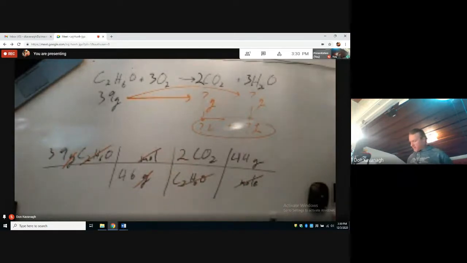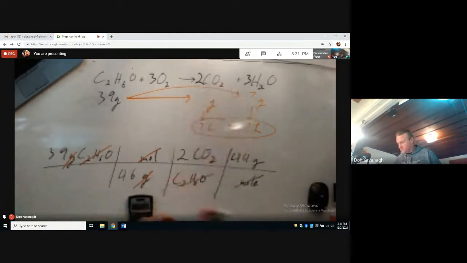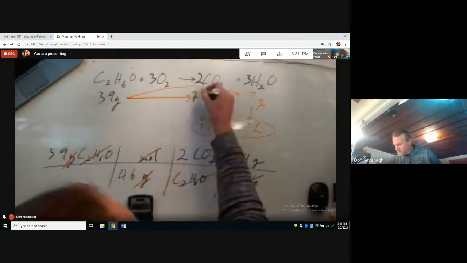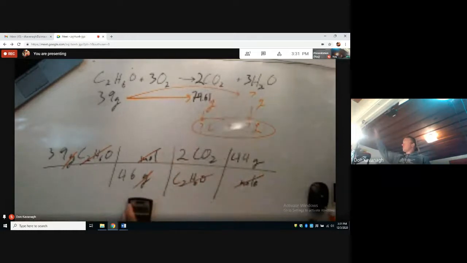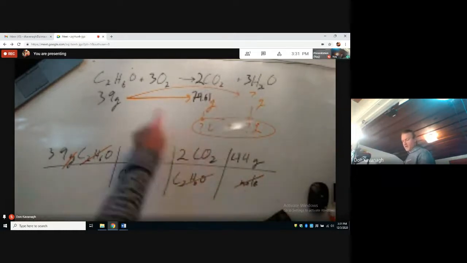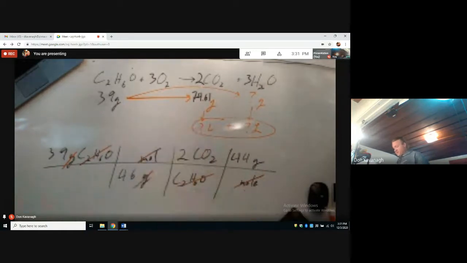Now I need a calculator. Getting 74.61 grams of CO2. So that's our grams to grams calculation. So now using ideal gas stuff, we can calculate how many liters that must be.